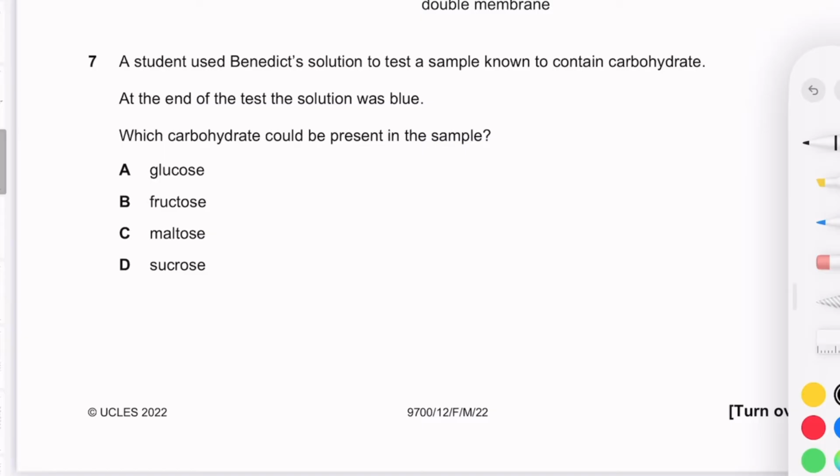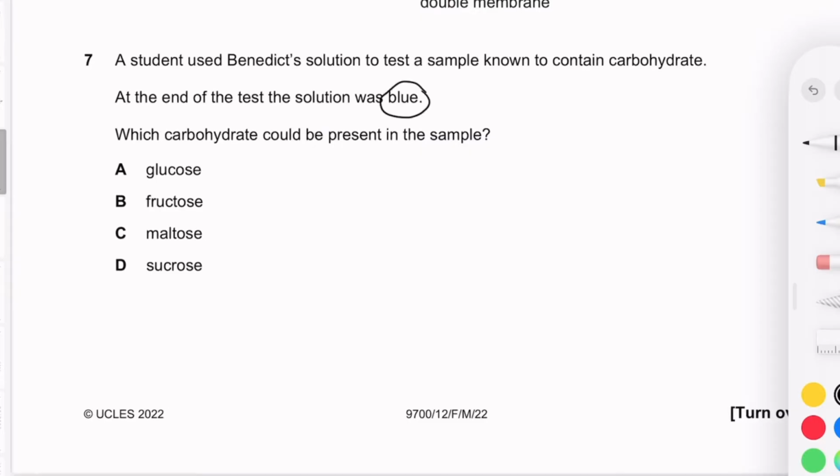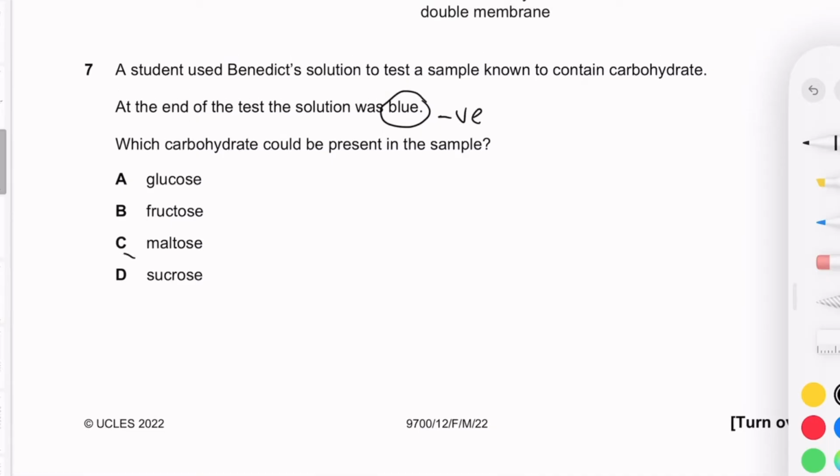Students use Benedict's solution to test a sample known to contain carbohydrates. At the end of the test, the solution was blue. So which carbohydrate could be present in the sample? If the solution was blue, then obviously it does not have any reducing sugars, because blue indicates a negative test. And so the carbohydrate present should be non-reducing, like sucrose. Maltose is reducing, fructose is reducing, glucose is reducing.